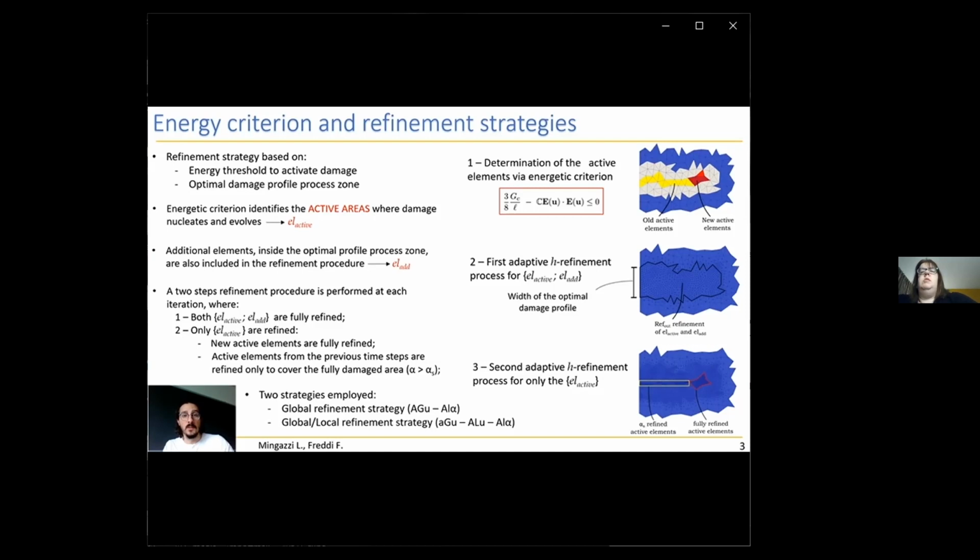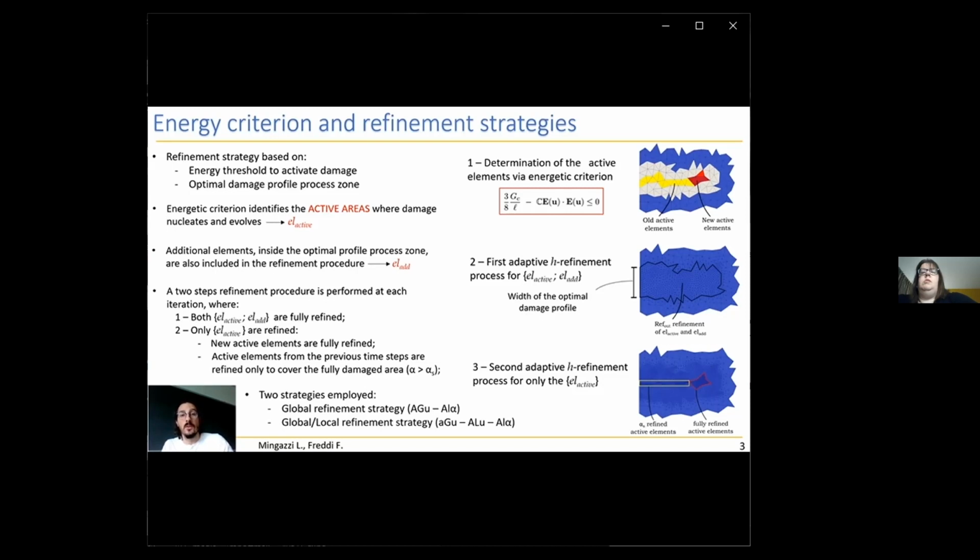The second step consists in the first H refinement process of both the active and the additional elements, and lastly, a second refinement process is performed only on the active elements. However, a distinction has to be made between the new active elements, which are the ones determined at the current time step, and are fully refined, and the old active elements, which were the ones determined at the previous time step, which are refined only in the areas where damage exceeds a set threshold alpha S.